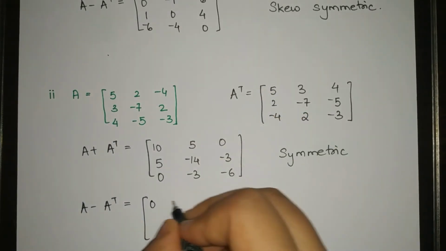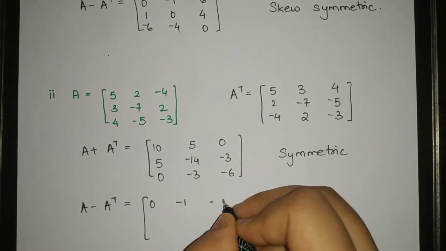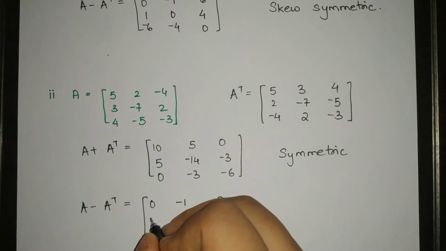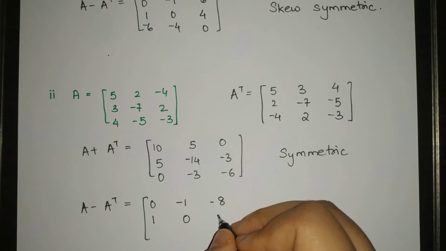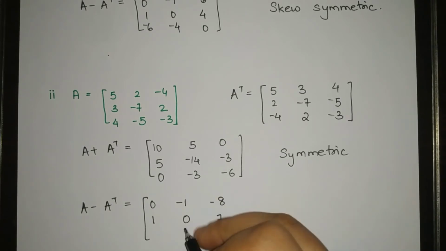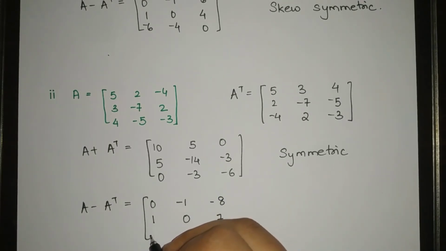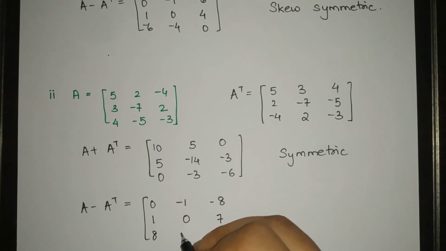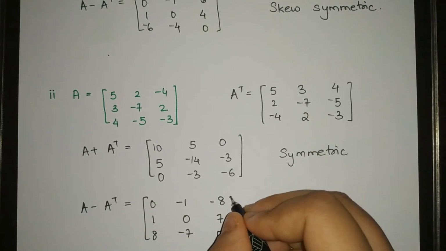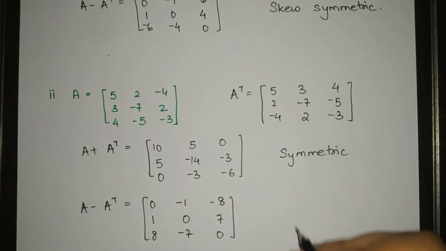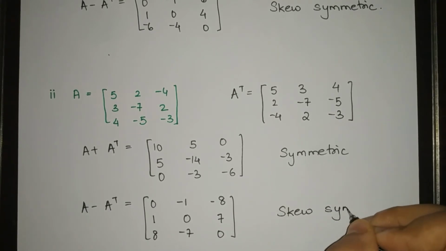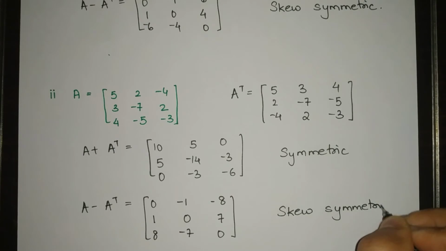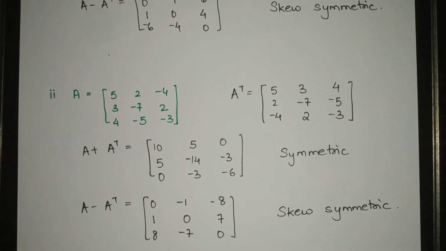So this is 0, minus 1, minus 8, then we have 1, फिर 0, then we have 7, then we have 8, then minus 7 and 0. Okay, and if you see, this is negative again about the diagonal, so this is a skew symmetric matrix. Fine. Now let us do the next question.